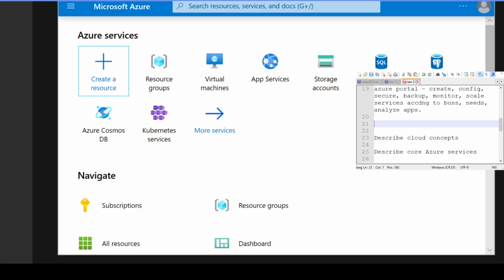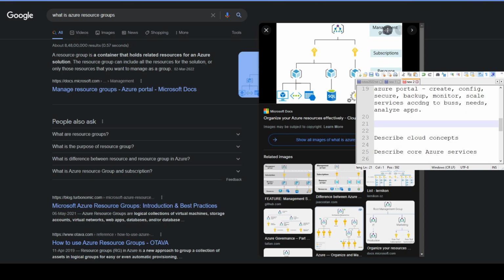Container that holds related resources for an Azure solution. Okay. Resource groups. Organize your Azure resources. Okay. So ibig sabihin nung cube na to, pinagsama-sama na.